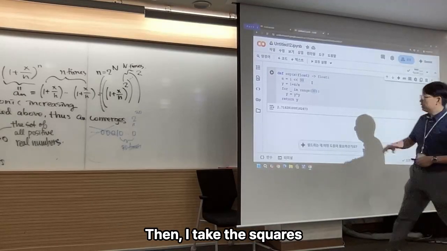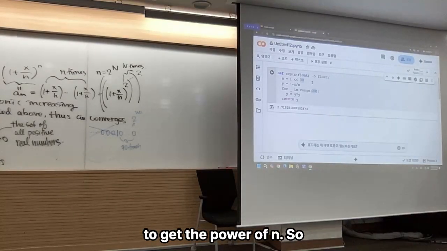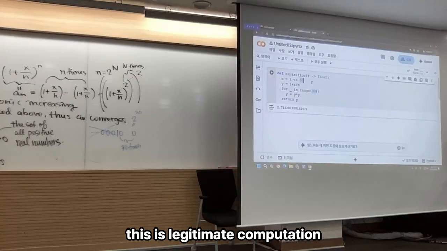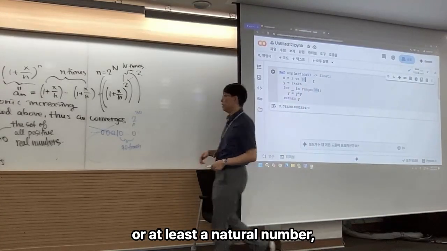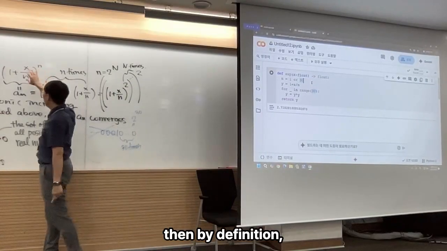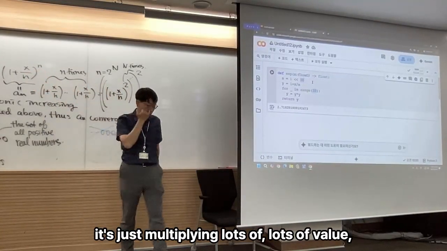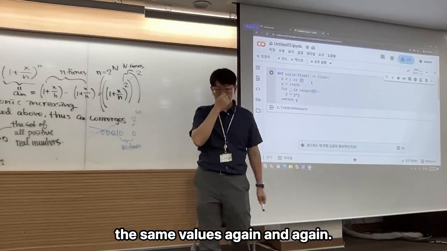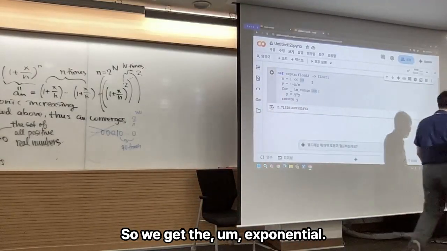And then I take the squares to get the power of n. So this is legitimate computation because if you have the exponent as an integer, or at least a natural number, then by definition it's just multiplying the same values again and again. So we get the exponential.